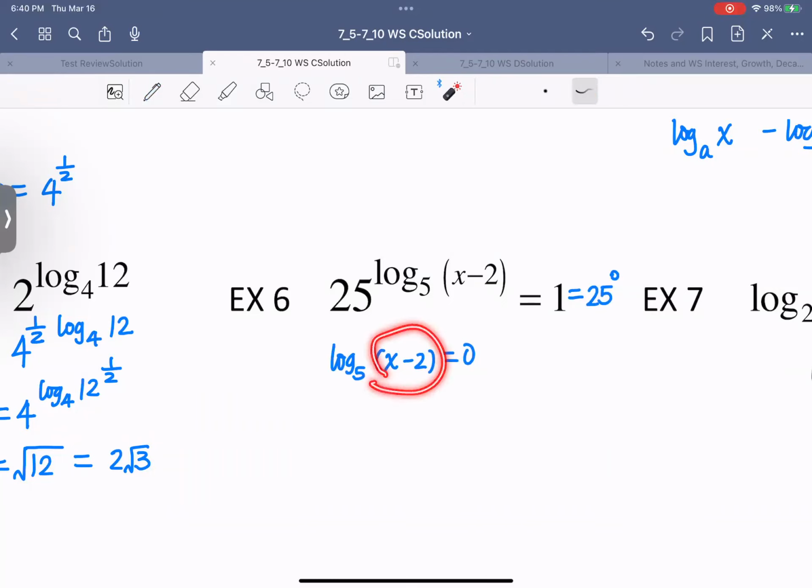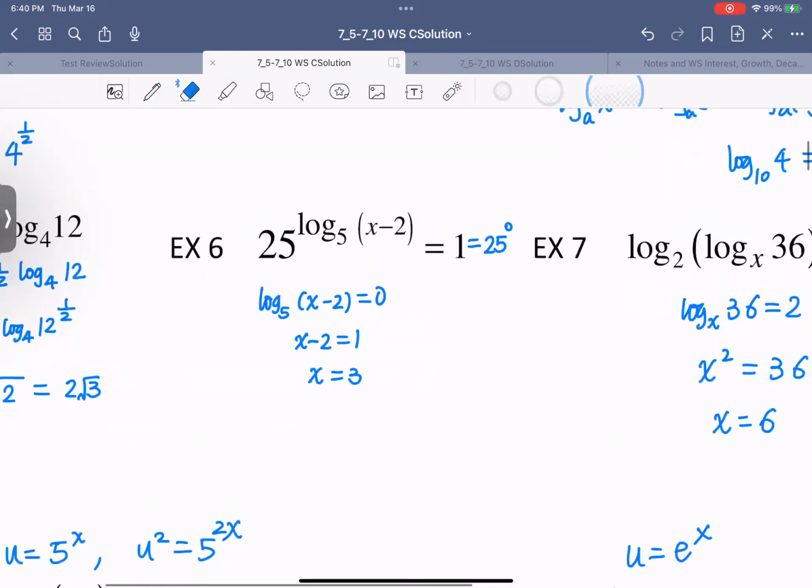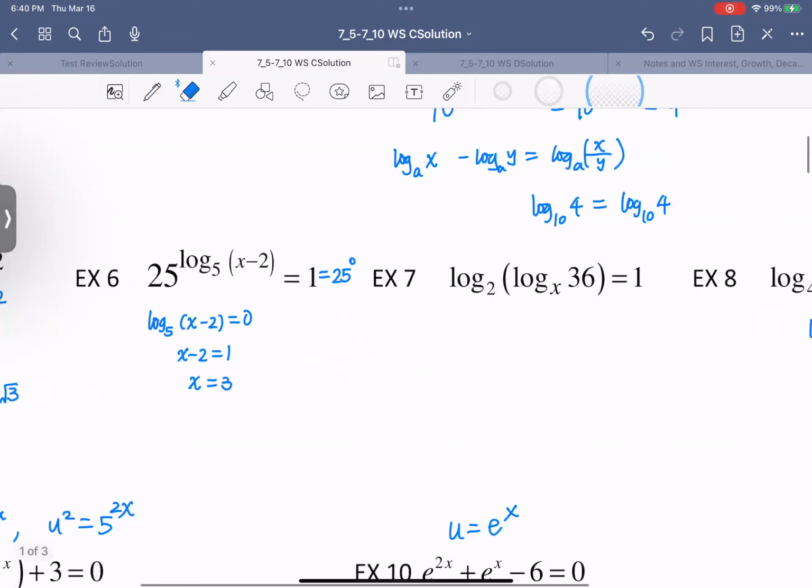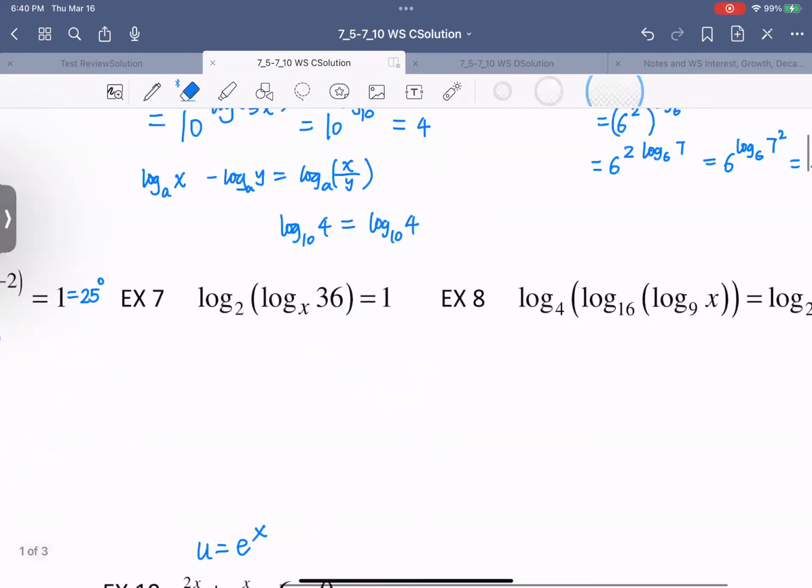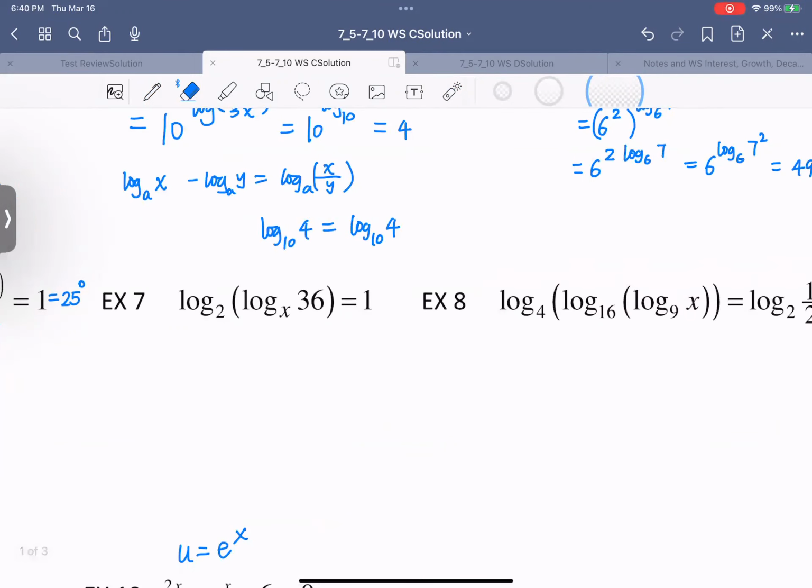X minus 2 will be 5 to the power 0, correct? This guy is 5 to the power 0, which is 1. So x is 3. Make sense? Yes. Okay. Example 7. Sudisha, let's do this one, please.